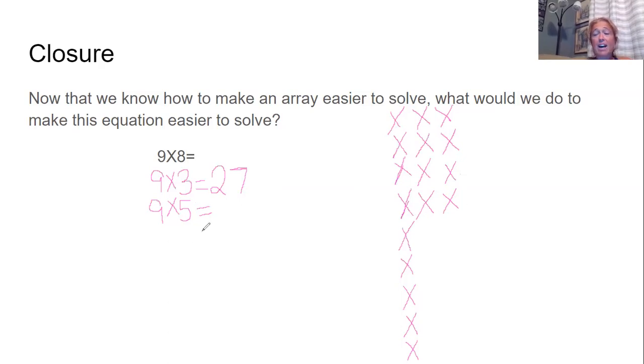Now 9 times 5 is super easy because you can just count by 5 9 times, right? So you would say 5, 10, 15, 20, 25, 30, 35, 40, 45. 9 times 5 is 45. And then you would just add those two numbers together. And in fact, you would get the number 72, which is what 9 times 8 is.